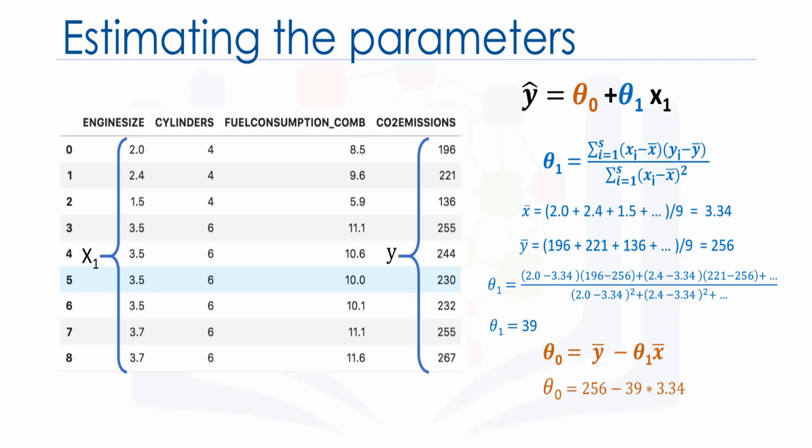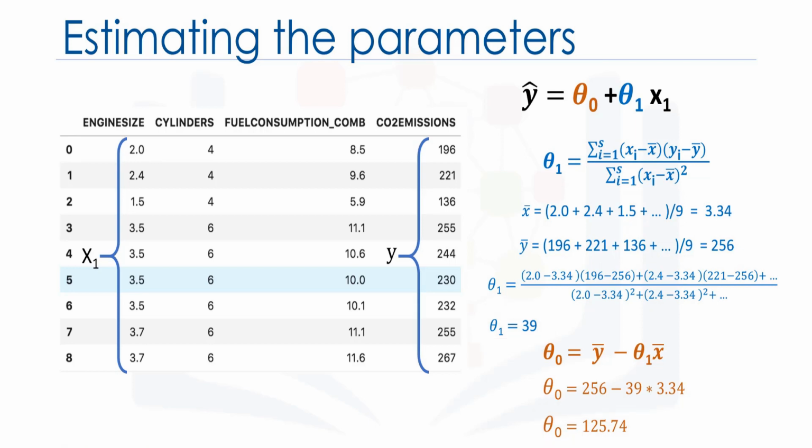Now, we can plug theta 1 into the line equation to find theta 0. It is easily calculated that theta 0 equals 125.74. So, these are the two parameters for the line, where theta 0 is also called the bias coefficient and theta 1 is the coefficient for the CO2 emission column.